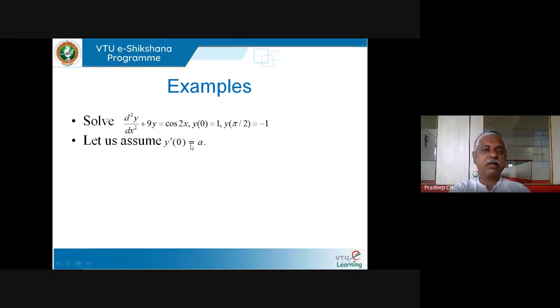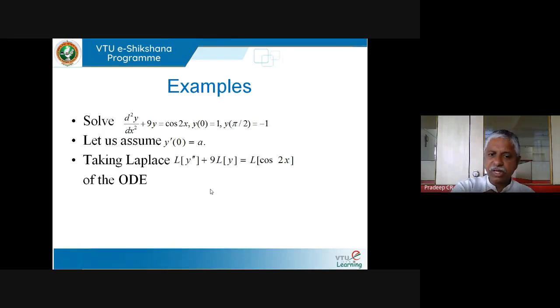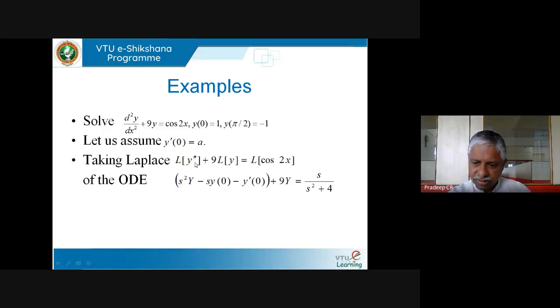Let's assume y dash 0 is A. I don't know its value. It's not given in this problem. But still, without that I cannot proceed. So I'll just assume y dash 0 is A and let us proceed. So taking Laplace of this given ODE, this is the given ordinary differential equation, a second order linear differential equation with constant coefficients. I get L of y double dash plus 9 times L of y is equal to L of cos 2x. So I use the formula which says L of y double dash is s square Y minus s y of 0 minus y dash 0, plus 9 times Y. The Laplace of cos 2x is s by s square plus 2 square, which is 4.